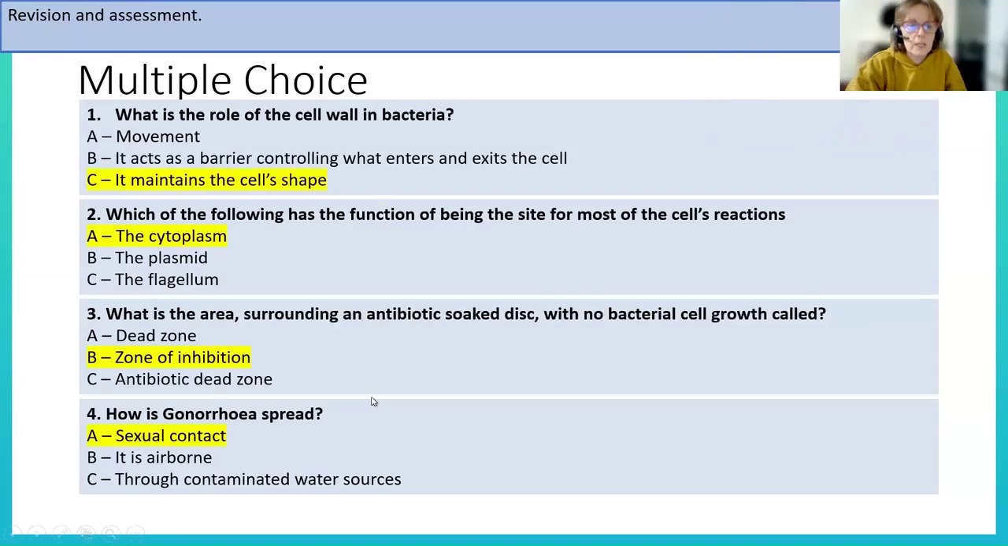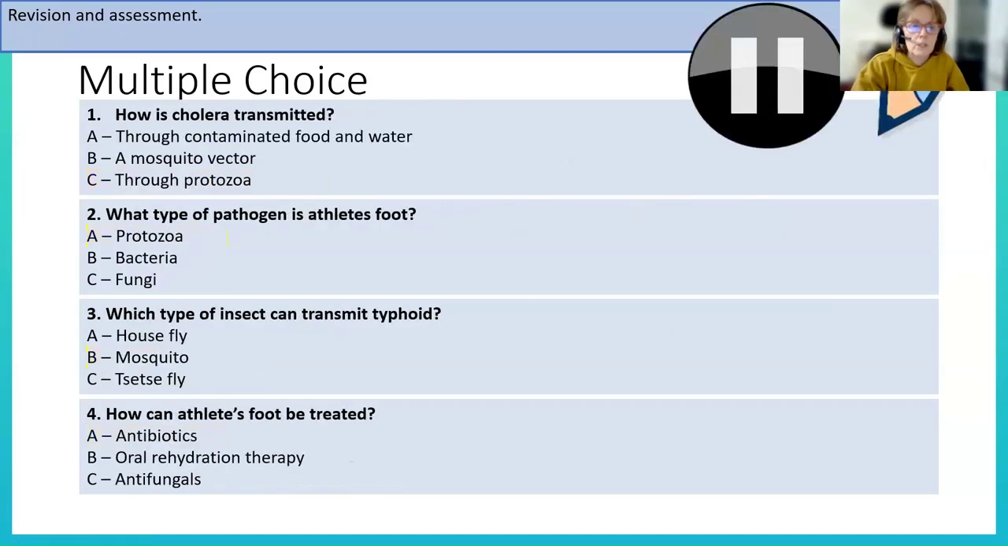I'll pop the answers up for you then. So the cell wall helps to maintain the cell shape in bacteria. Cytoplasm is where most of the cell's reactions take place, and it's a zone of inhibition that you get around a bacterial cell where there's no growth when it's been dipped in antibiotic. And gonorrhea we were looking at earlier, it's a sexually transmitted infection. Those we've done. Let's have a look at these.